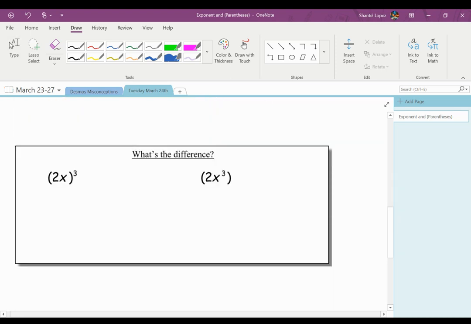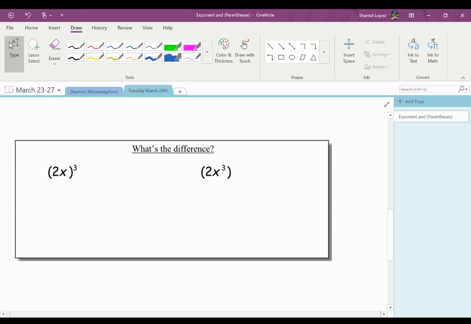Let's go ahead and move on and see this one. So now both of them have parentheses, but the difference is where that exponent is located. Here on this one, the exponent is on the outside. So once again, that would mean I have 3 parentheses and 2x inside. I'm just going to write E for expand, R for rearrange. So if I were to rearrange this, it would look like this. And if I were to multiply, it would look like this.